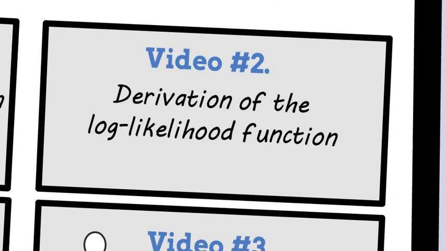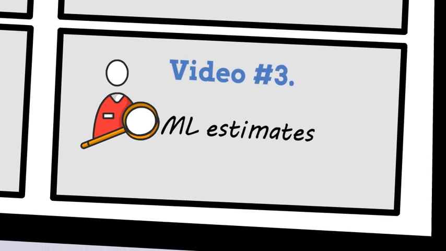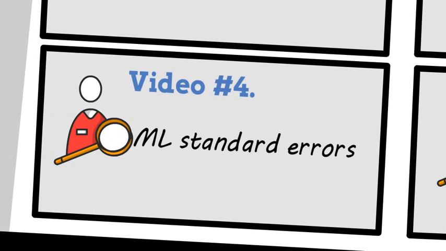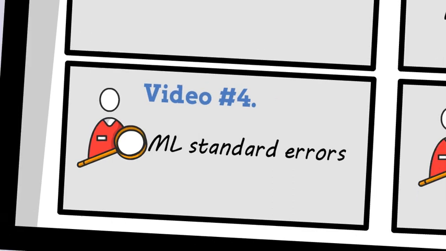The second video of the sequence derives the log likelihood function. In the third video, I show you how to find the maximum likelihood estimates. And finally, the fourth video of that sequence shows you how to get the maximum likelihood standard errors.